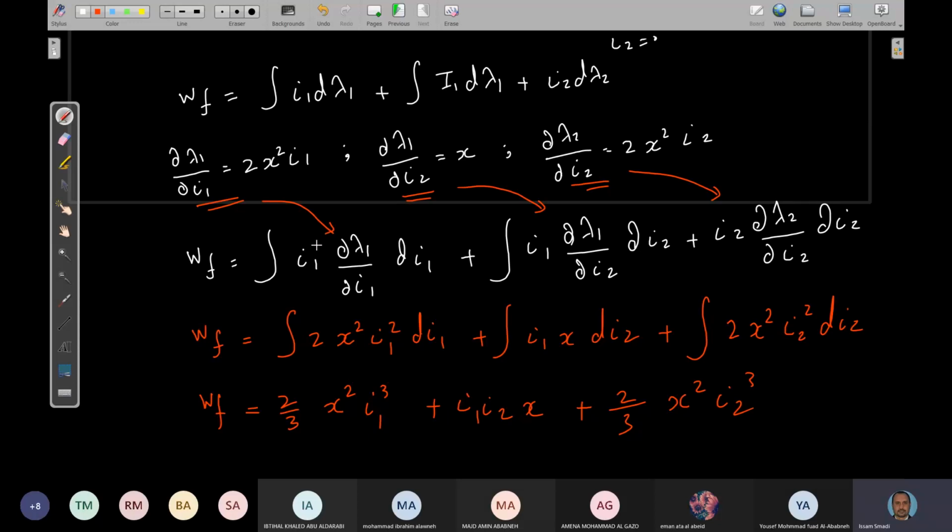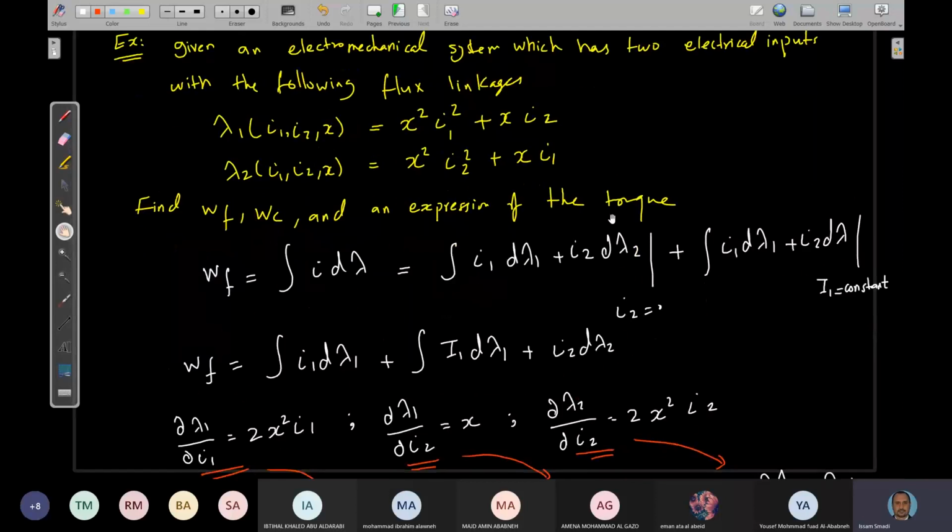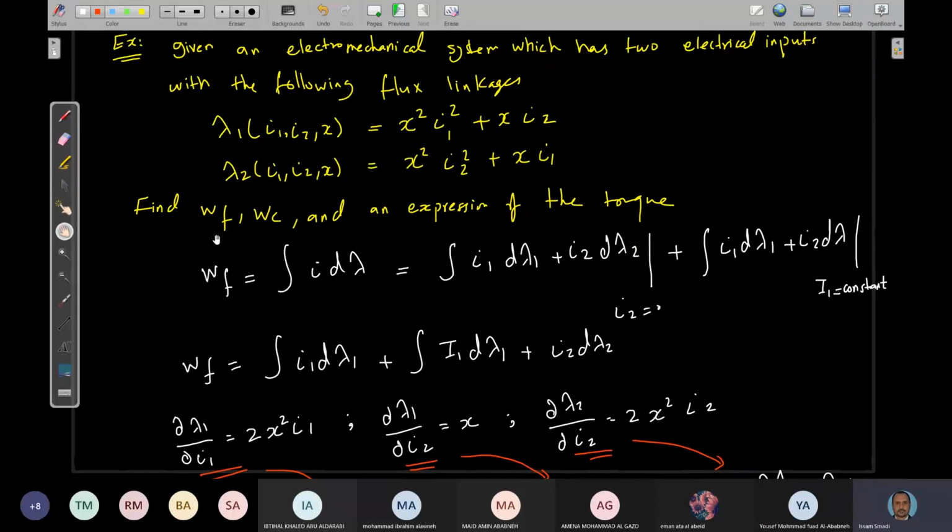What about the field energy? Can I use the field energy to calculate the torque? I need to calculate the torque. First thing here, I found the field energy. Can I calculate the torque directly?